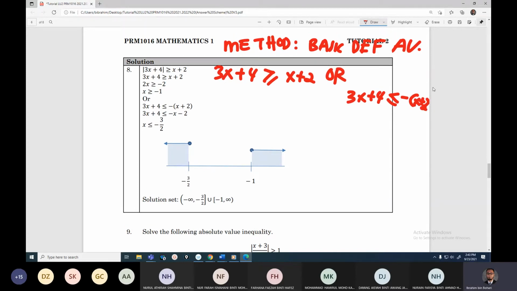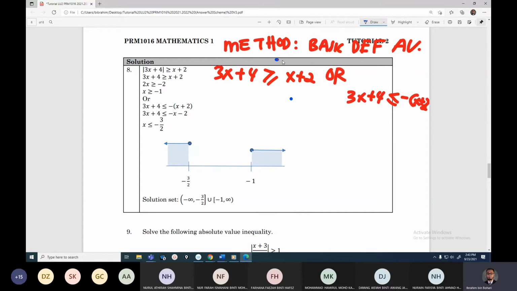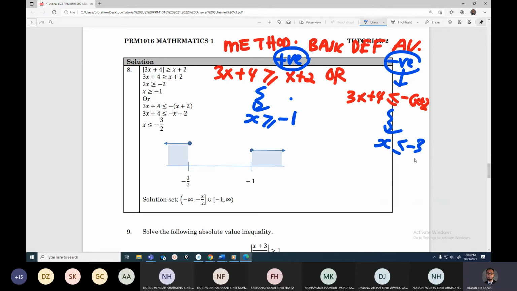Okay, this one you check your sign. First part, positive sign, positive x plus 2. And then here, the negative x plus 2. So the first value of x here is greater than or equal to negative 1. And the second value of x here is less than or equal to negative 3/2.